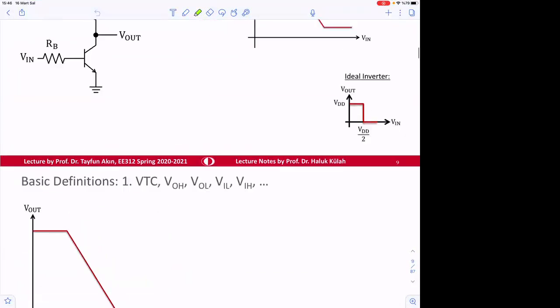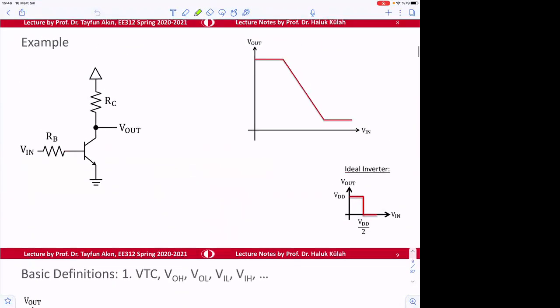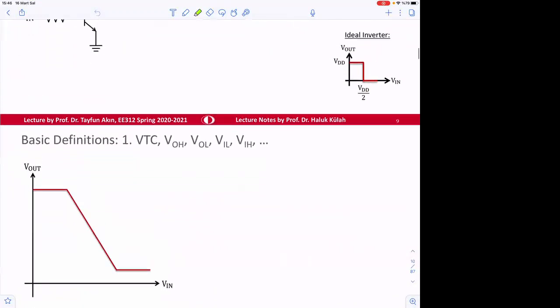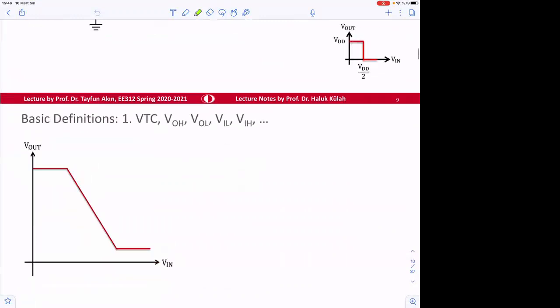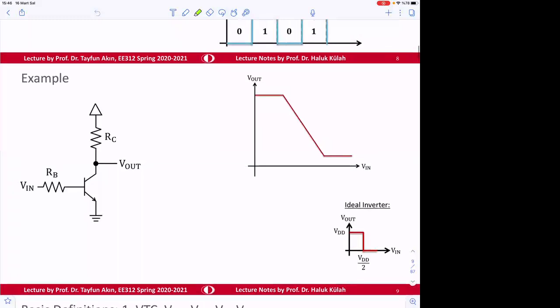Okay, we were talking about some of these digital circuit blocks and gates, and in general, we said that we can make an inverter by simply doing a circuit like this.